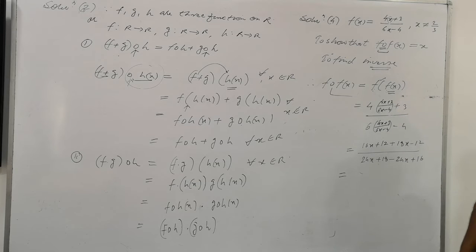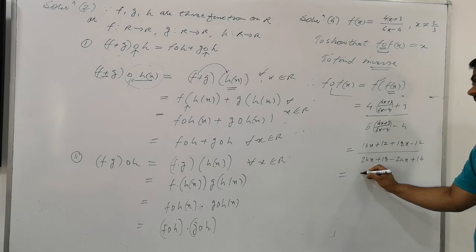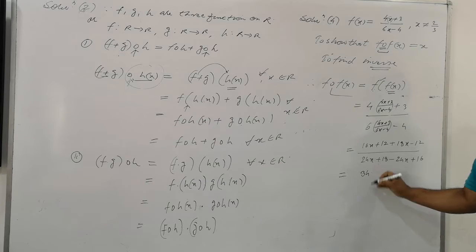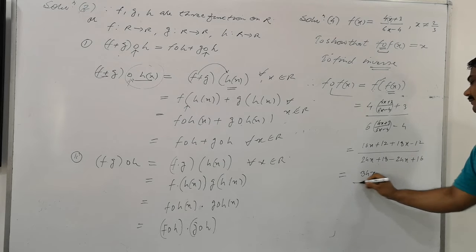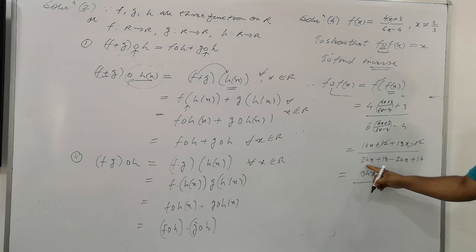Okay, the same denominator will be cancelled. 16 times x and 18 times x, how much is there? 34 times x coming. The 12 and 12 here cancel. Okay, what next? 24x minus 24x, it cancels.